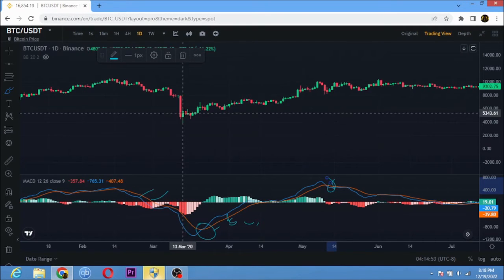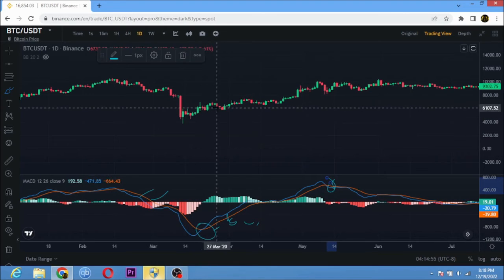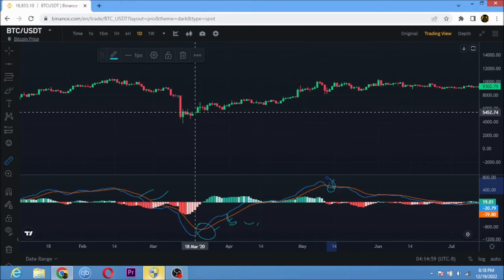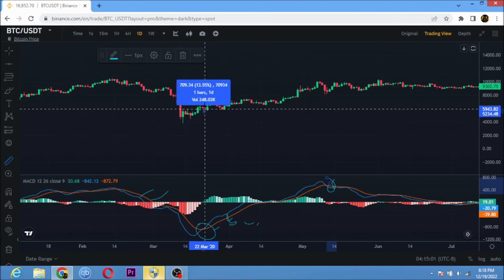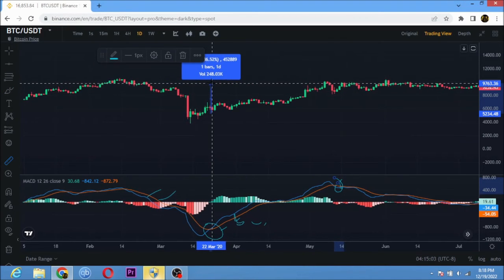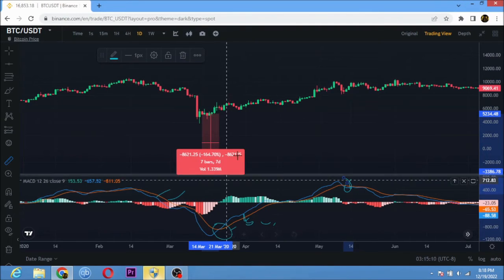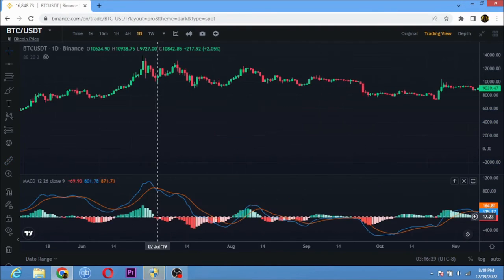As you can see, it started from around here and it moved almost like, let me see, from here where it crossed up to around here. This is almost 85%. As you can see, this buy signal was very strong. With MACD, this volume means a lot.